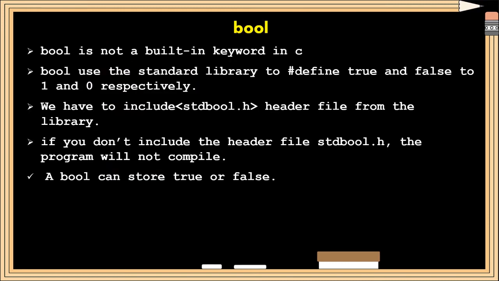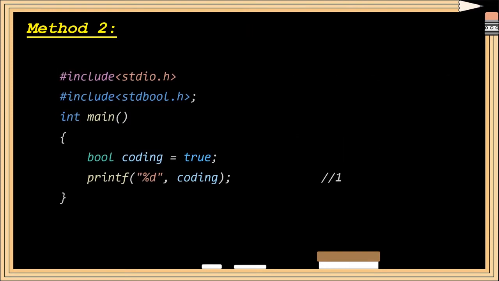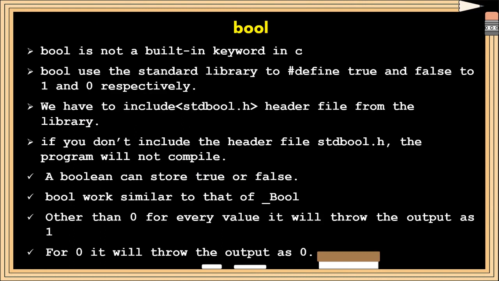And a bool can store true or false. For example, in this program, you can see bool coding, and you are assigning true as data to coding. Here it will print the output as 1. Remaining, it will work similar to _Bool. Other than 0, for every value it will output 1, and for 0 it will output 0.